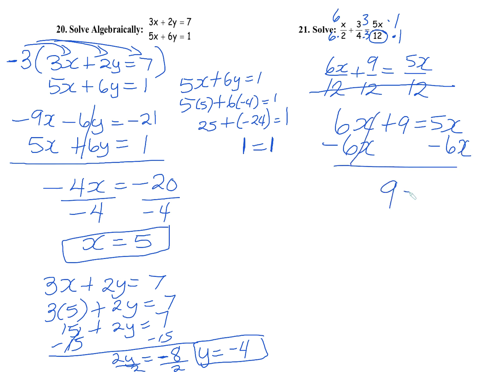So I have 9 equals, and then if I subtract that, I'm going to get negative 1x. But remember, your variable must always be positive. So you're going to divide both sides by negative 1. So x has a value of negative 9. And you're finished. I hope this has been helpful. Good luck in your examination.